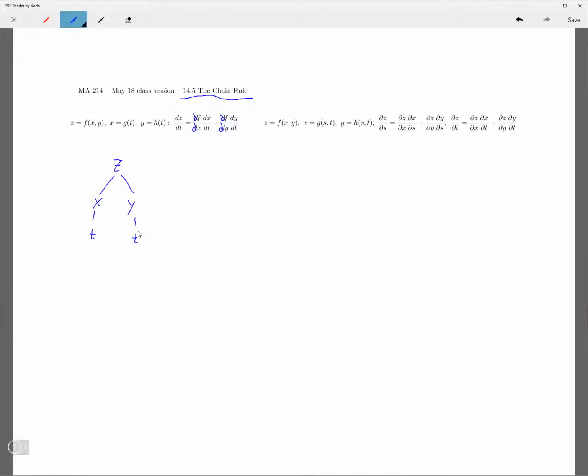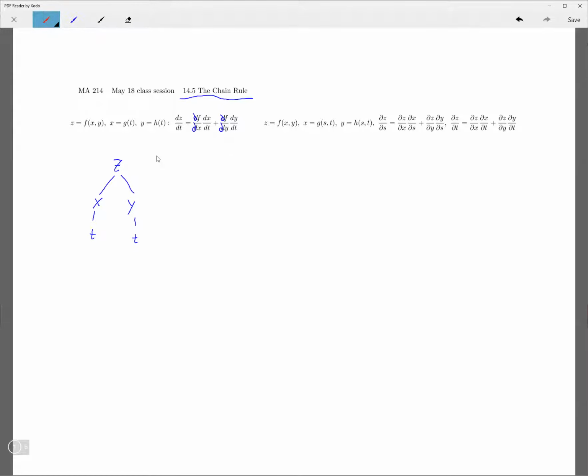But then you have to go on all paths and do the same thing. So dz dy, dy dt, like that. Okay, and then it could be other situations.